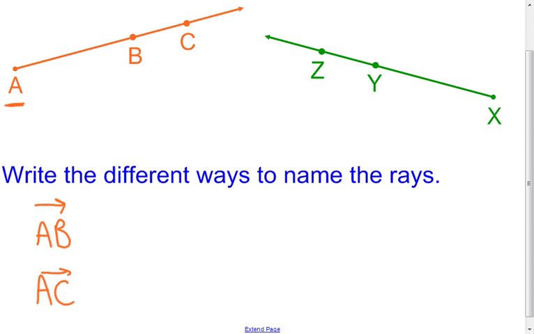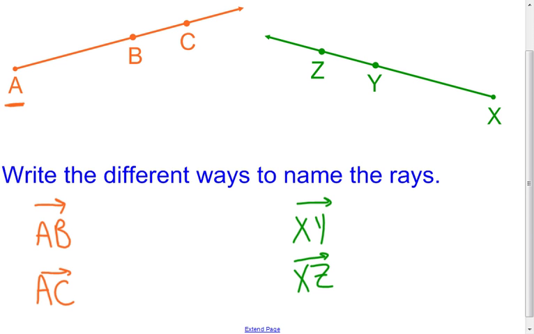If you come over and look at the green one, that's going to be called ray XY. And I know the actual ray looks like it's pointing kind of to the left, but when you look at the symbol that you put on top of your ray, you're going to use the arrow and it's always going to point to the right. We could also call it ray XZ, like that.